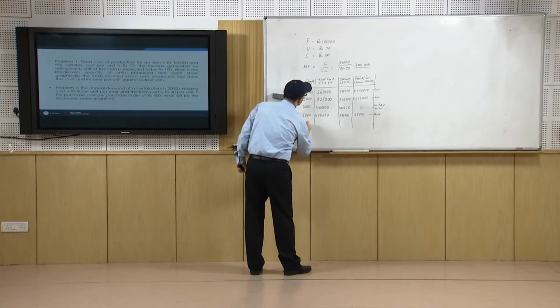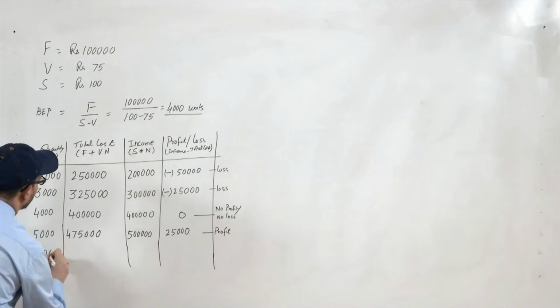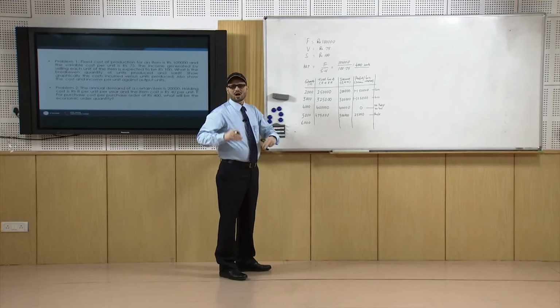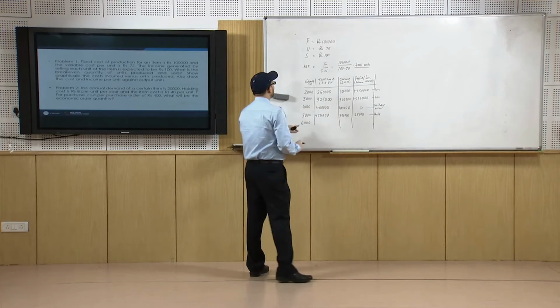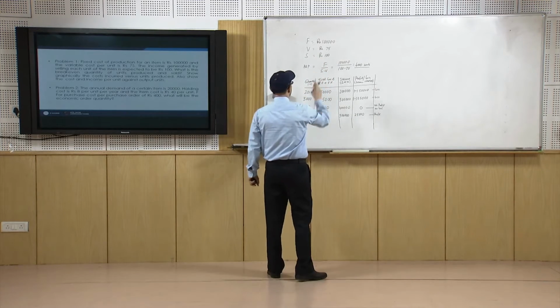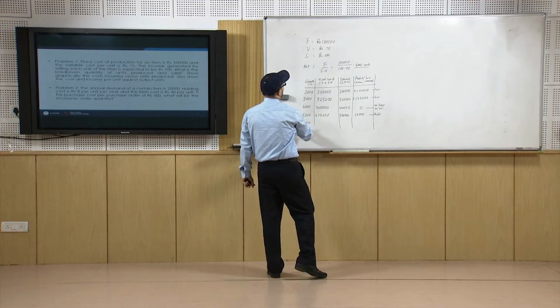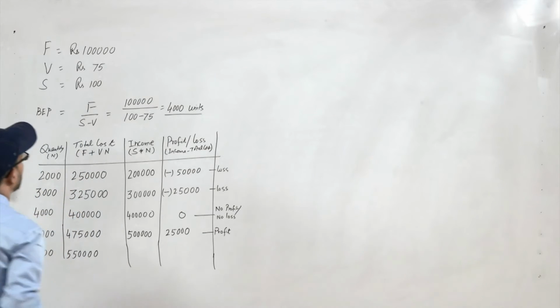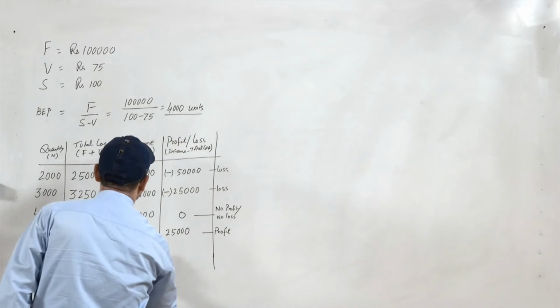Further, if you go to 6,000, we expect that once we move from here onwards, our profit will go on increasing. For example, for 6,000, 1 lakh plus 6,000 multiplied by 75, it will be 5 lakh 50,000 and income is 6 lakhs.